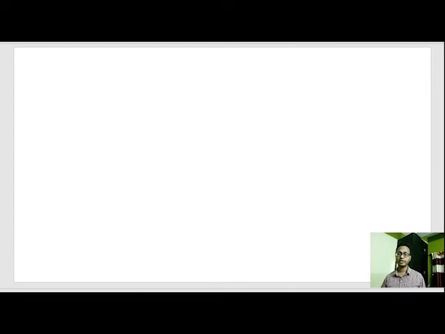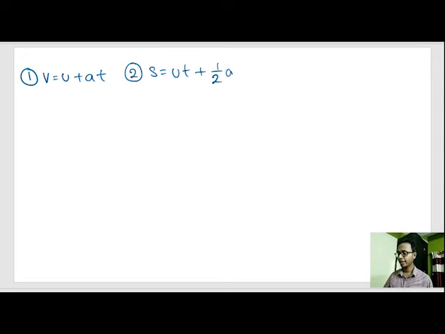Let's revise what we have done again. We have to only remember these three formulas. Formula number 1: v is equal to u plus at. Formula number 2: s is equal to ut plus half at square. And formula number 3: v square is equal to u square plus 2as. These are the three formulas that we have to remember in this chapter.